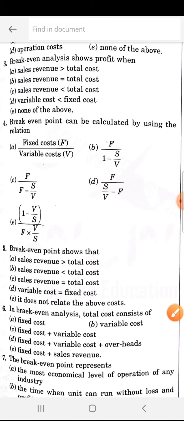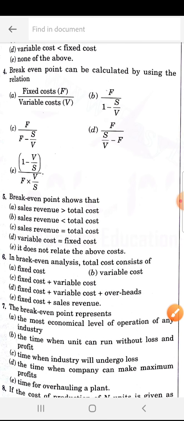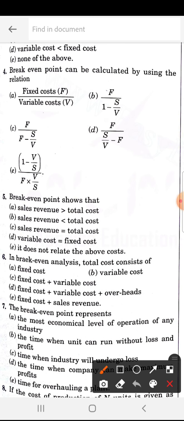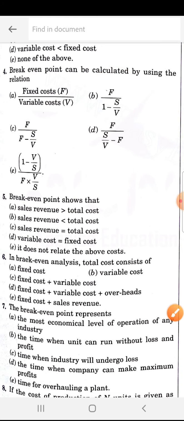Okay. Next, break even point can be calculated by using the relation. Here the answer is given as A, but the actual answer is B. Okay, the actual answer is B, according to RS Gourmet.